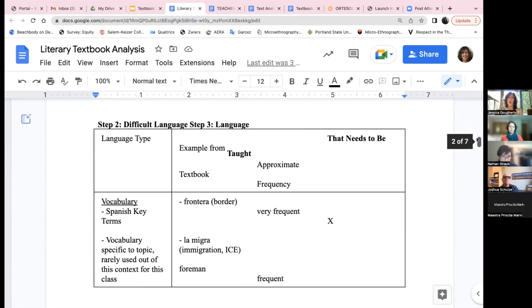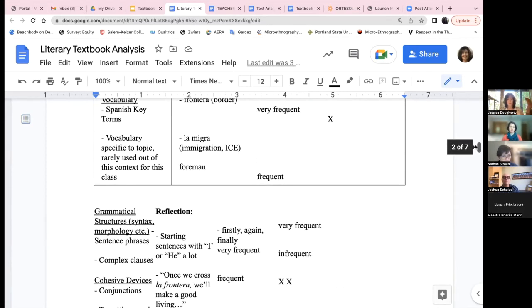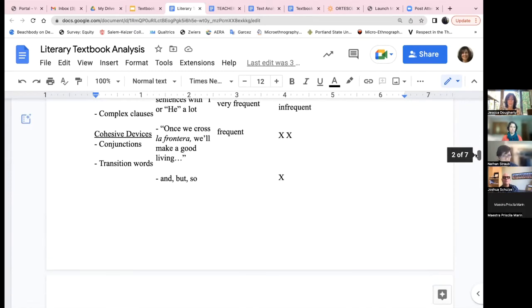I see some of the columns didn't make it over when we moved this into a Google Doc. So they're looking at an example from the textbook and then looking at things that might be missing, that need to be taught when they're analyzing the language. And then they're reflecting on the different components.